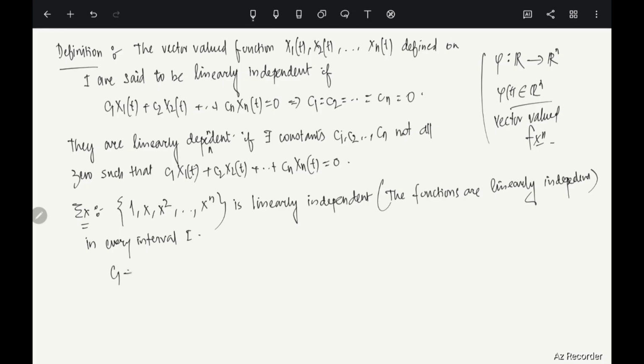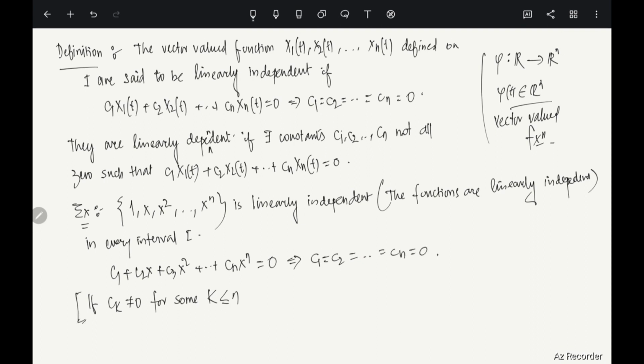See, c1 plus c2 times x plus c3 times x square, up to cn times x power n, this is 0, right? And if any ck is not 0, so let's say there is a k which is not 0 for some k less than or equal to n. Let's just assume that it is non-zero. Basically, if I have to show it is linearly independent, this should imply c1 equals c2 equals cn equals 0.